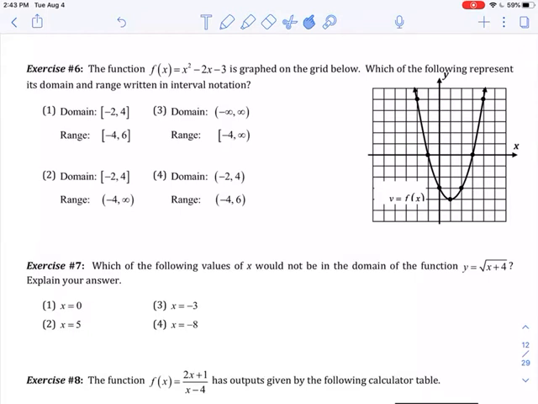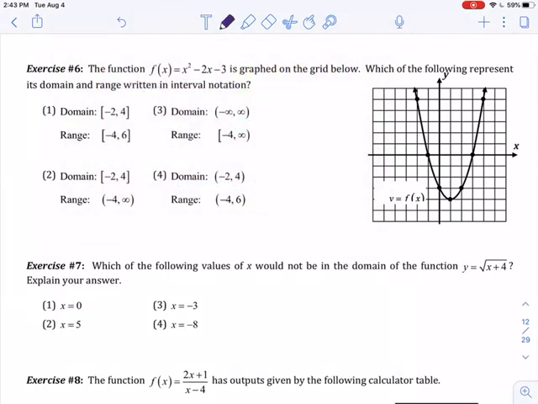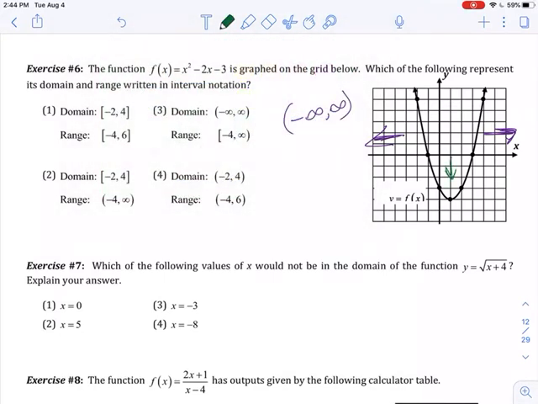All right, example 6. The function x squared minus 2x minus 3 is graphed on the grid below. Which of the following represents its domain and range written in interval notation? All right, so domain. Domain are my x's. My domain is going to go to the right and it's going to go to the left. Is there an ending or highest value that x ends at? No. Is there a lowest value that x ends at? No. So my domain is going to be -infinity to +infinity.